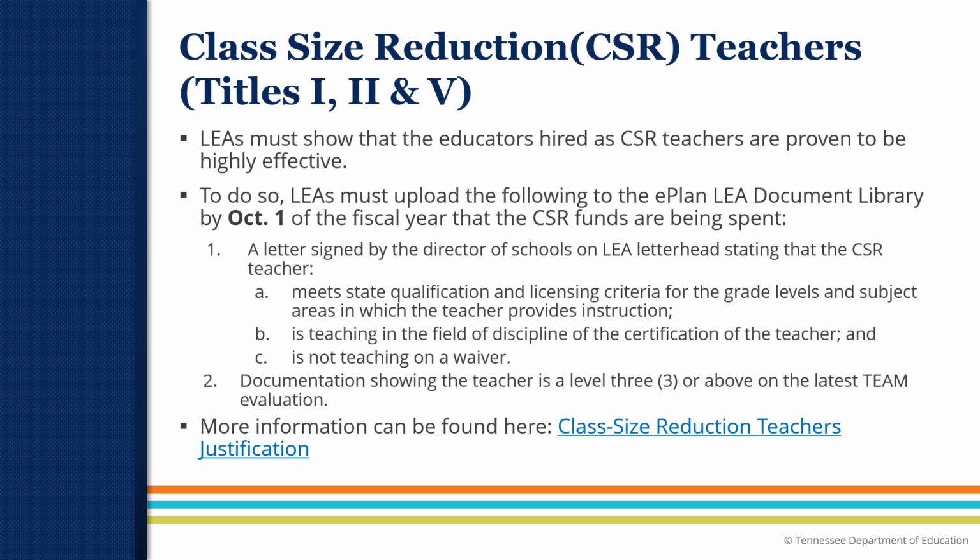Also, by October 1st of each year, you need to have your director of schools sign on the letterhead that the teacher meets the qualifications for licensing, is teaching in the field of discipline on the certificate of the teacher, and is not teaching on a waiver, and all teachers must be a level 3 or above.